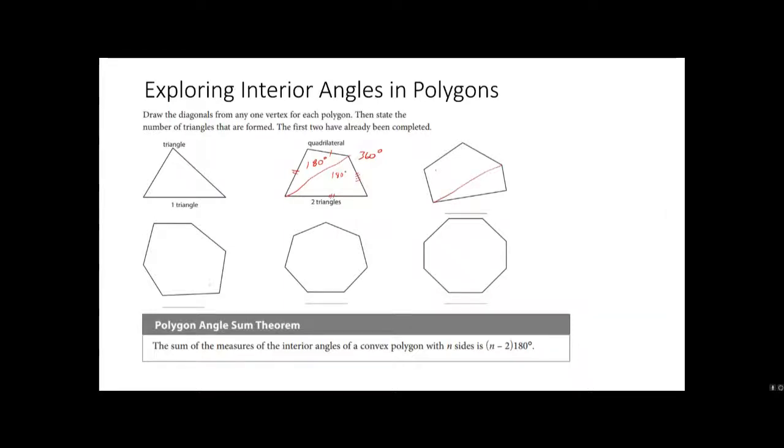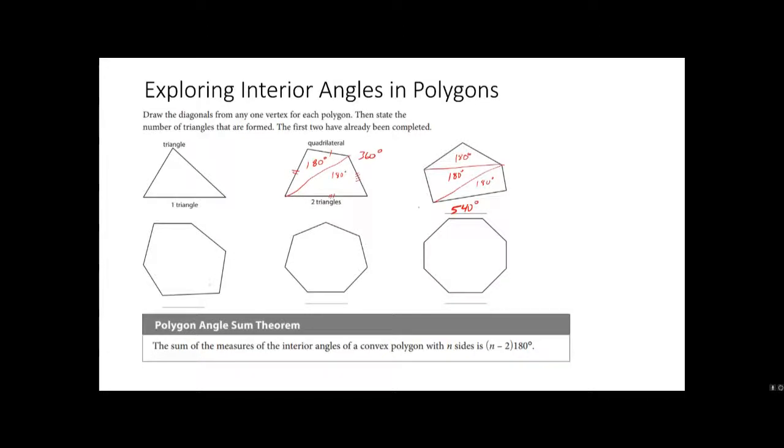All right, so I'm going to try to draw some more triangles in this image. Looks like we have 3 triangles. So we got 180 degrees plus another 180 degrees and one more 180 degrees. That should give us 3 times 180, which is 540 degrees.